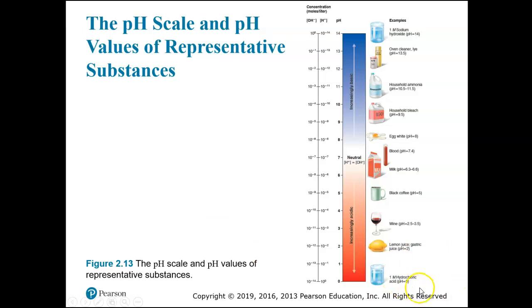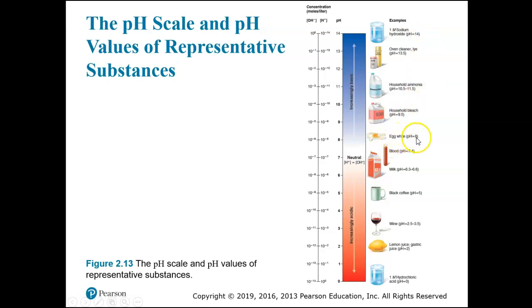This is an illustration that shows some common solutions and their pHs. Starting with very basic, a strong base is sodium hydroxide. Oven cleaner and lye, which a lot of times both contain sodium hydroxide, are going to be close to a concentrated solution of sodium hydroxide. Ammonia and bleach are strong cleaners, and they tend to be very strong bases.